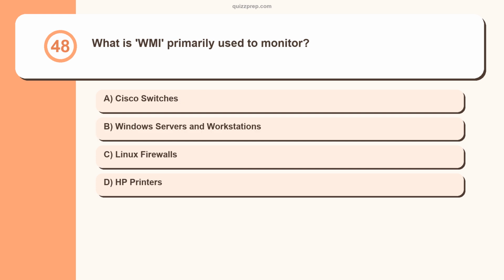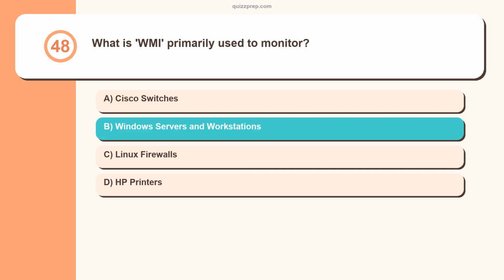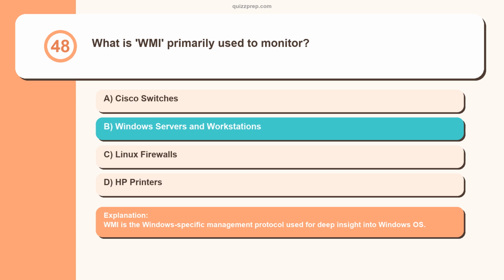Question 48. What is WMI primarily used to monitor? Cisco switches, Windows servers and workstations, Linux firewalls, HP printers. WMI is the Windows-specific management protocol used for deep insight into Windows OS.